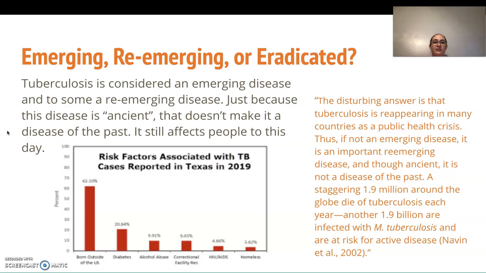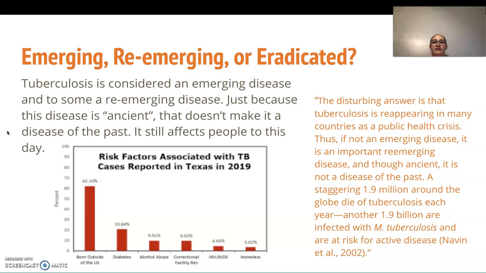Now, whether it's an emerging or re-emerging disease is kind of up for debate. One of the articles I read said, the disturbing answer is that tuberculosis is reappearing in many countries as a public health crisis. Thus, if it's not an emerging disease, it's an important re-emerging disease. Though ancient, it is not a disease of the past. A staggering 1.9 million around the globe die of tuberculosis each year. Another 1.9 billion are infected with tuberculosis and are at risk for the active disease.